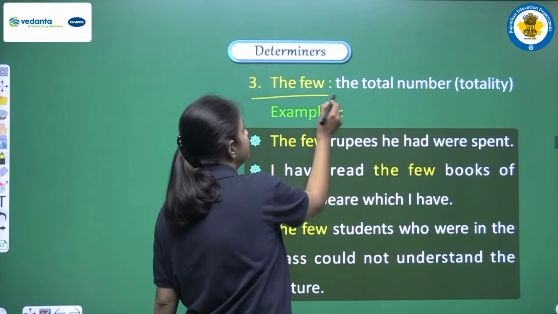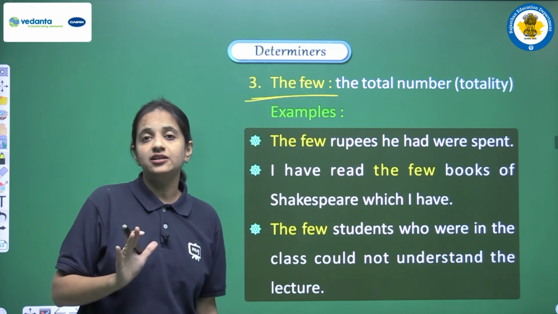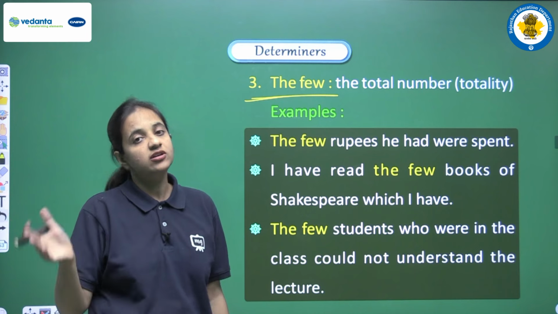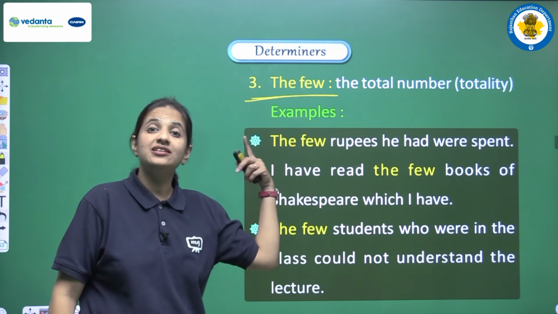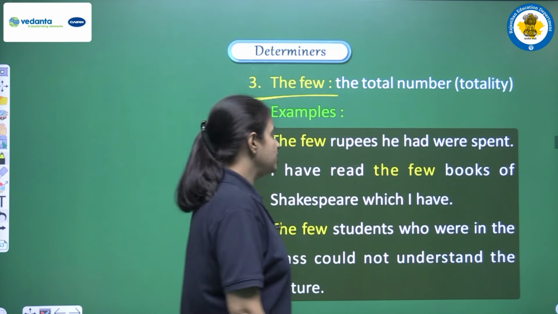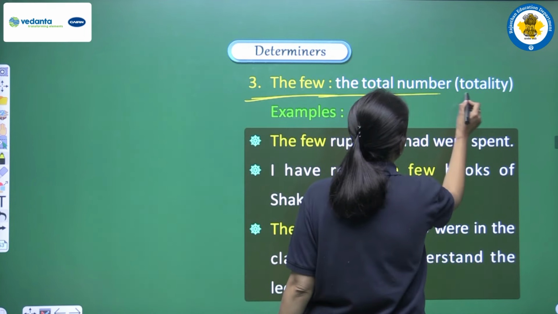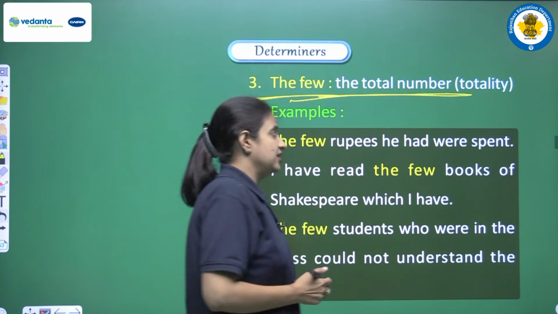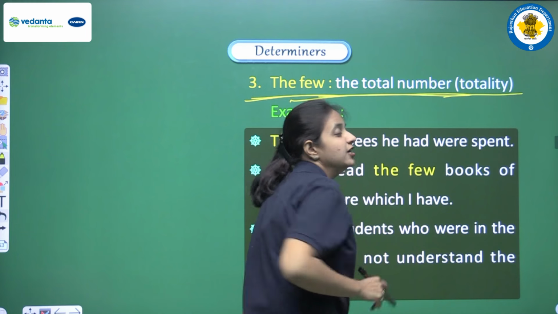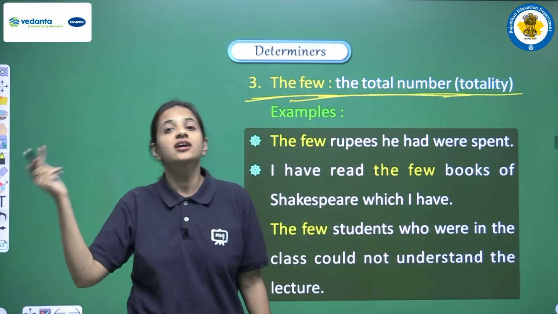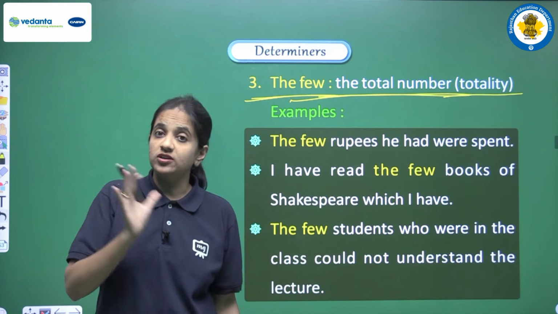Next we are having the few. So this is the third determiner of this category. First of all we talked about few, second was a few, and now we are having the few. So let's see the meaning, let's see the use of this determiner. So yes, this is used to show the total number, this is used to show the totality. So let's revise one more time. Few, it was used to show negative meaning. A few, it was used to show positive meaning.